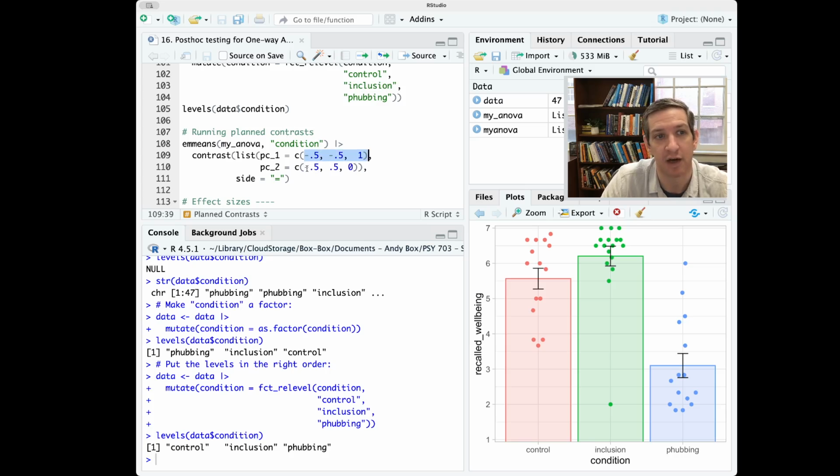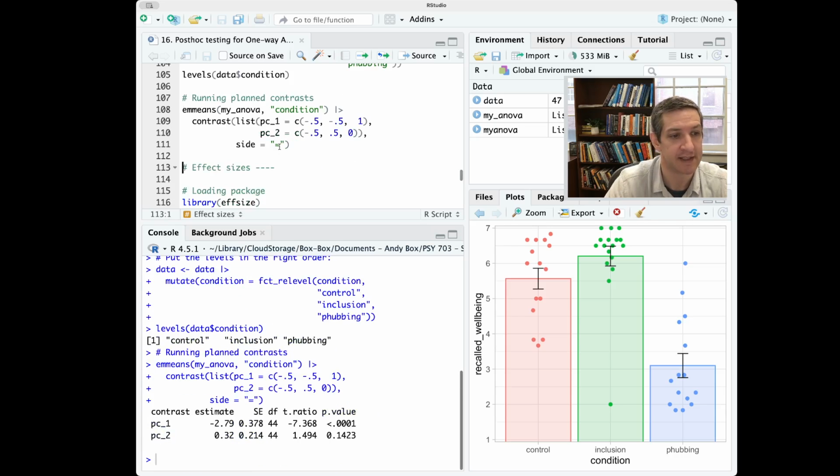And notice our second contrast here is taking the control condition and the inclusion condition and asking if they're different from each other, and applying a 0 here to ignore the fubbing condition. So we're going to set fubbing aside and just ask, are the control and inclusion groups significantly different from each other? That's what the second planned contrast answers for us. And we're telling it to make this a two-tailed test here by setting side to equal.